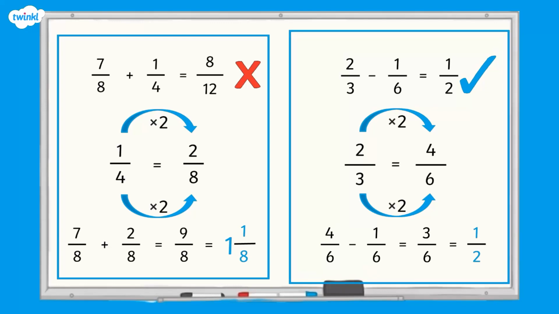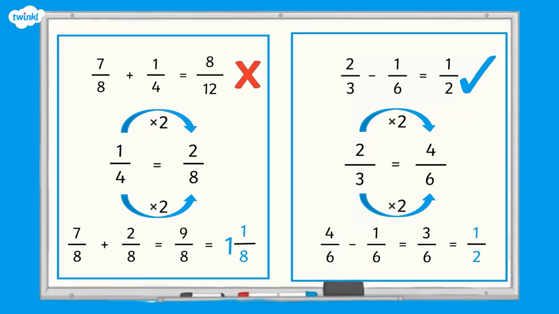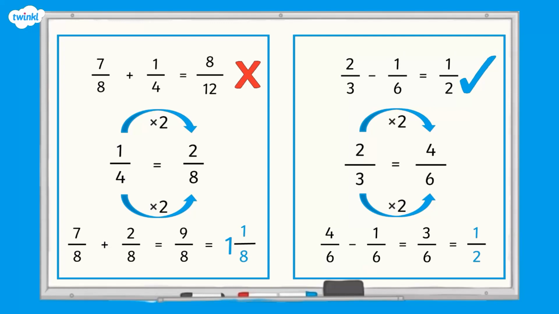2/3 subtract 1/6 equals a half is true. 2/3 is equivalent to 4/6. 4/6 subtract 1/6 equals 3/6. 3/6 is equivalent to 1/2.